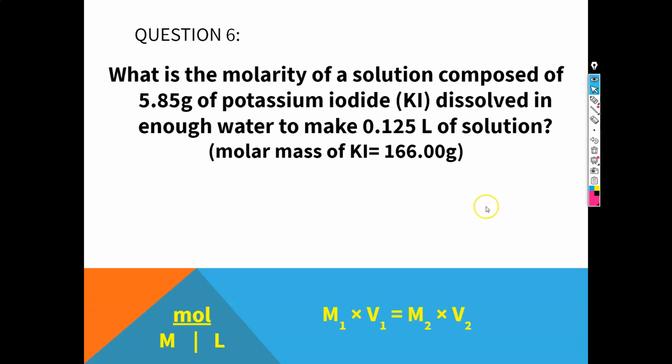Number 6. What is the molarity of a solution composed of 5.85 grams of potassium iodide dissolved in enough water to make 0.125 liters of solution. Molar mass of potassium iodide is given as 166.00 grams. All right, those are your 6.